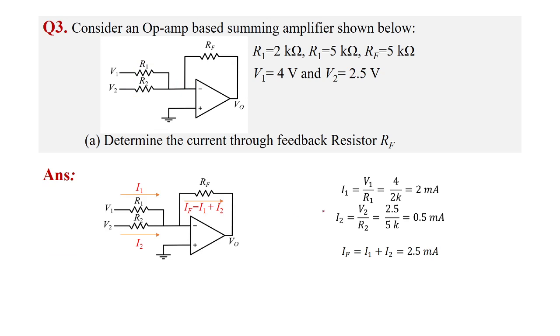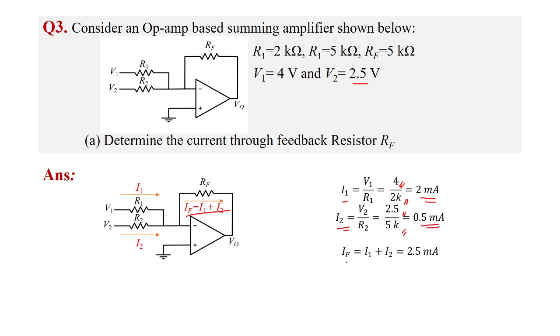As I mentioned, I1 plus I2 is IF. I1 is equal to V1 by R1. V1 is given as 4 volt and R1 is 2 kilo ohm, so 4 by 2 is 2 milliamps. Similarly, I2 is V2 by R2. V2 is given as 2.5 volt and R2 is 5K, so it will be 0.5 milliamps.